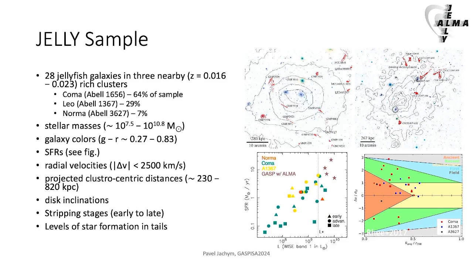In the bottom left plot, I showed our sample and compared it with the 4 galaxies that you observed with ALMA in the GASP project. What we stressed in the proposal is that these galaxies are in different stages of stripping. I will show it in the next slide. Also, there is not so much star formation in the tails.